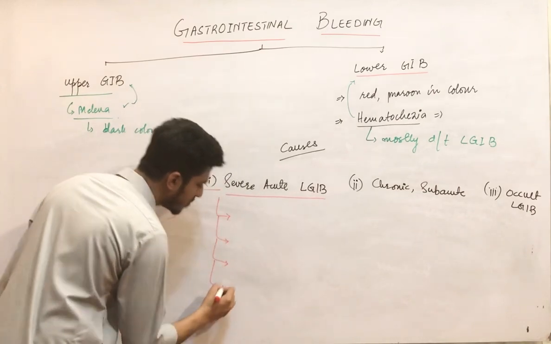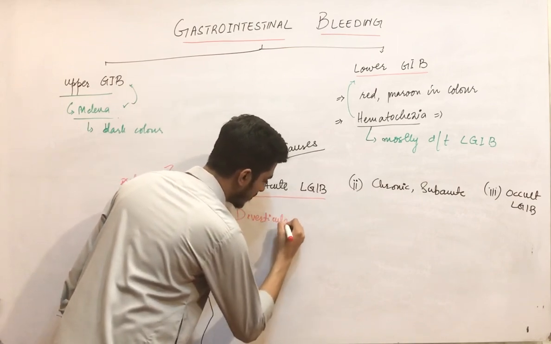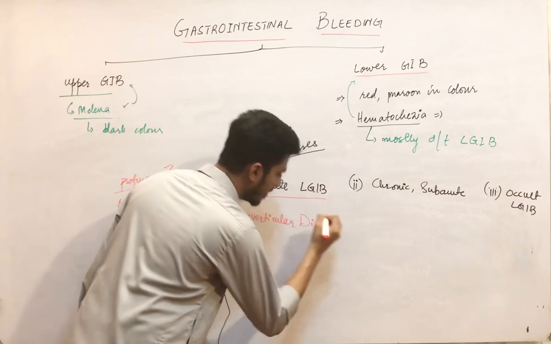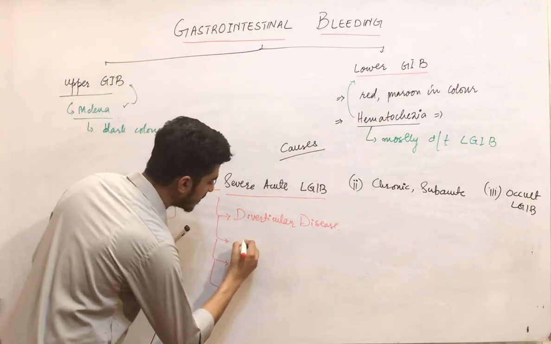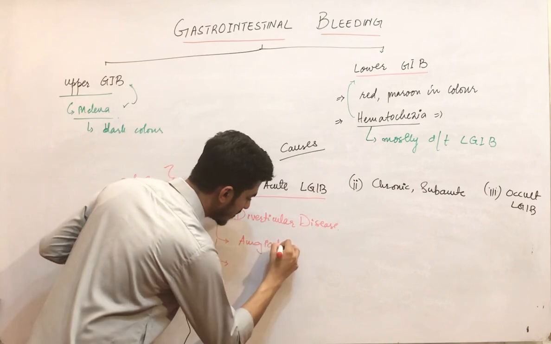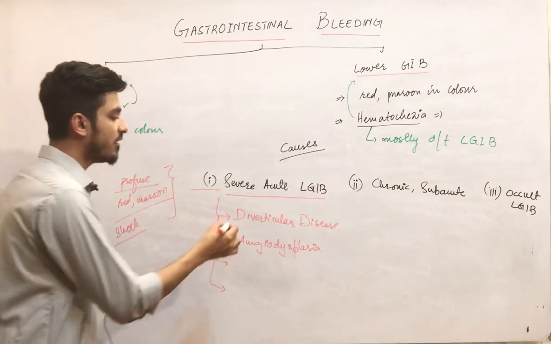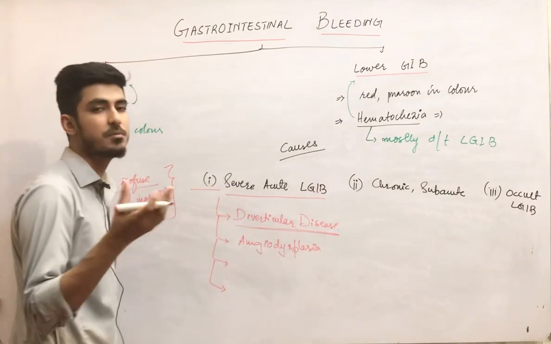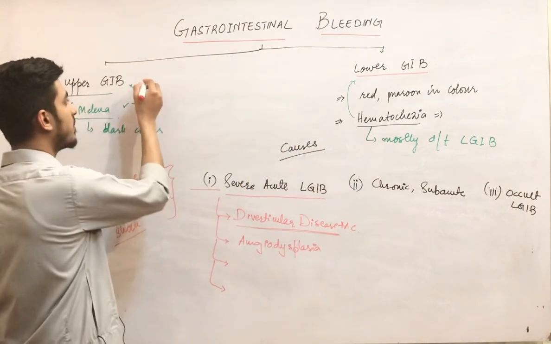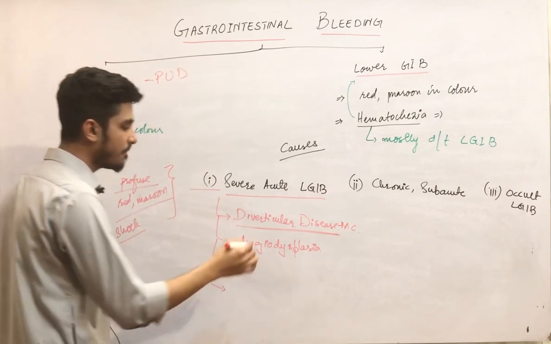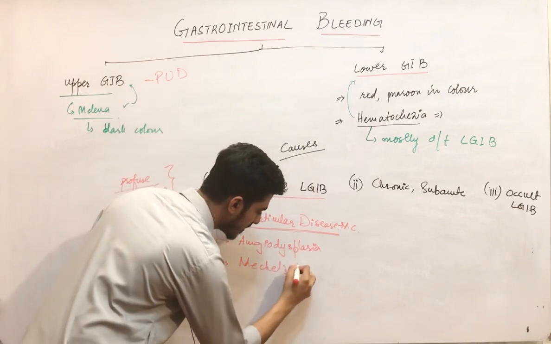Number one and the most common cause of severe acute lower GI bleeding is diverticular disease. Then we have the angiodysplasias, that is basically arteriovenous malformations. Diverticular disease, you all know that diverticulum is basically an outpouching, so that is the most common cause. And in upper GI bleeding the most common cause was peptic ulcer disease. Clear? This is diverticular disease, angiodysplasias. Then once again we have Meckel's diverticulum.